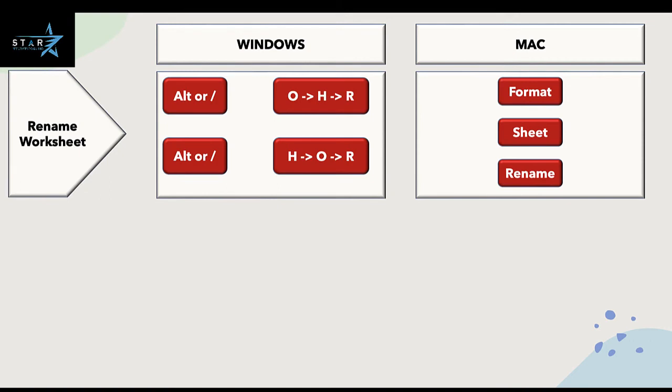Let's look at some other shortcuts, which is renaming a worksheet. Again, in Windows, we have two options, one for the older version which still continues and the newer version shortcut. The older version is Alt OHR. The newer version is Alt HOR. In Mac, we will have to go to Format, Sheet, Rename, or double click on the sheet and then click on Rename to basically rename the worksheet.